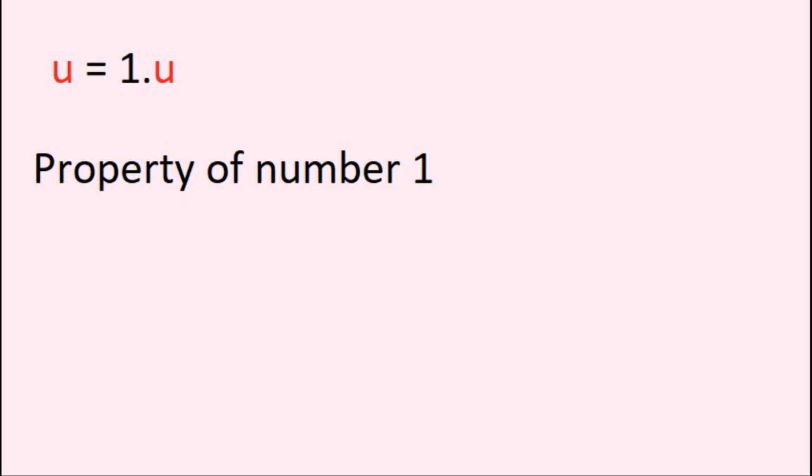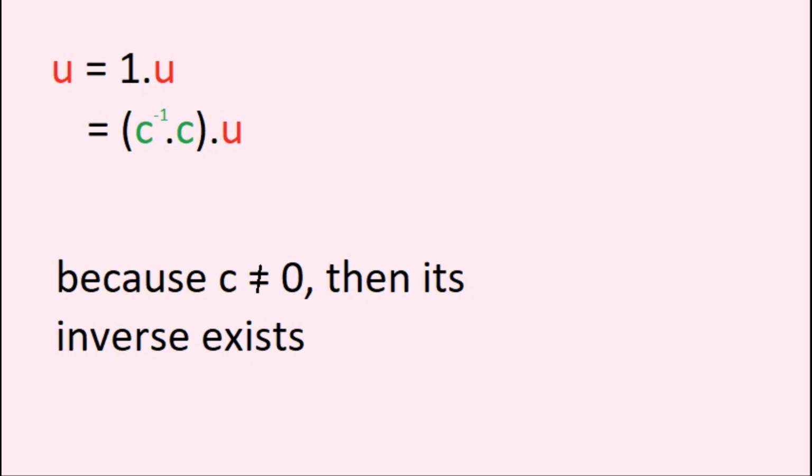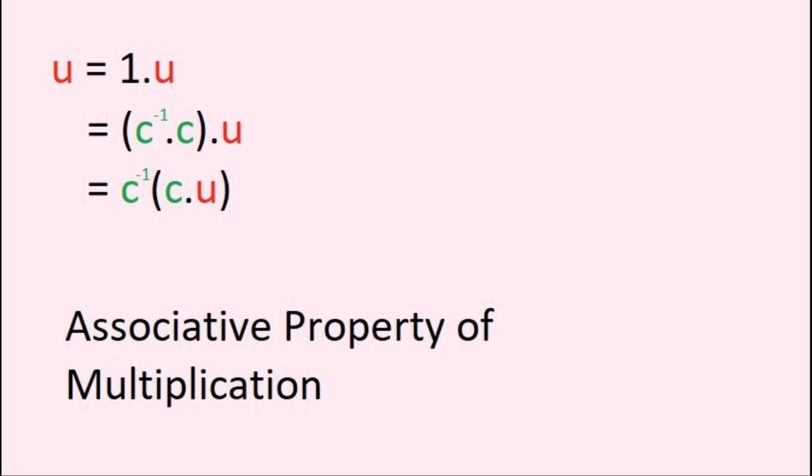Starting off with U, the first line in this proof uses the property of one axiom to expand the term to be 1 times U. We can then expand it again to be the inverse of C times U. Notice that we can do this because we've already shown that the inverse of C does exist, since C isn't equal to 0. We now invoke the associativity of multiplication axiom to swap the brackets. Now we have the term C times U in brackets.